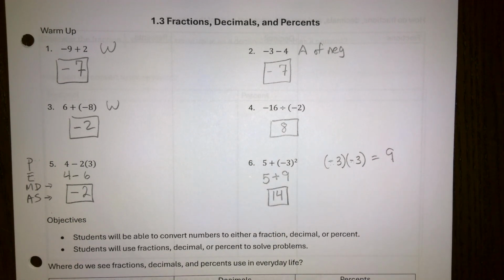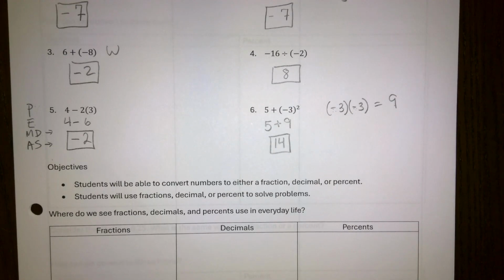All right, so that completes the warm-up. For this lesson, we have a couple of objectives that we want to accomplish. We want to be able to convert numbers to either a fraction, a decimal, or a percent. So a fractional value can be expressed in any way.